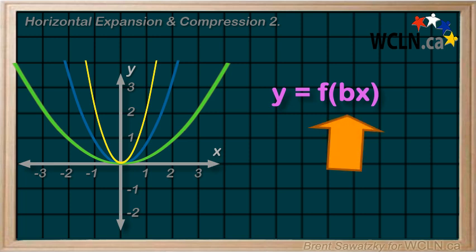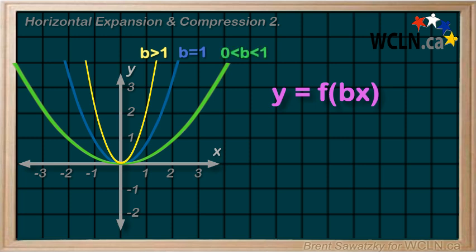that b. Whether it's a horizontal expansion or a horizontal compression simply depends on the number being multiplied, or the value of b. If b is greater than 1, then we recognize it as a horizontal compression. If b is between 0 and 1, we recognize it as a horizontal expansion.